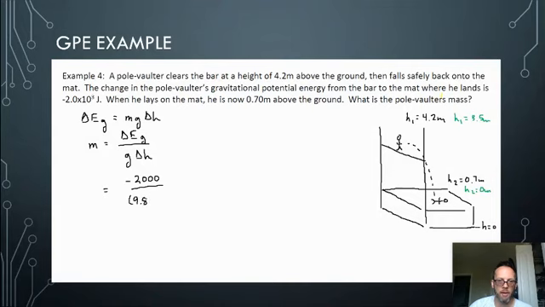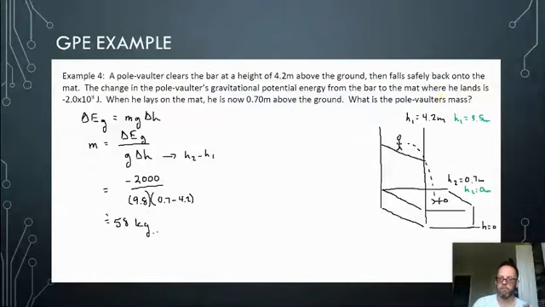g is 9.8, and don't worry, we're not going to get a negative mass because the change in height will be negative, right? If you can mentally just see it's negative 3.5 meters, that's good. Or you can take h2, which is 0.7, subtract h1, which is 4.2. Remember, delta h is h2 minus h1. We will get a positive value for the mass. 2,000 divided by 9.8 divided by negative 3.5. So the pole vaulter is about 58 kilograms.